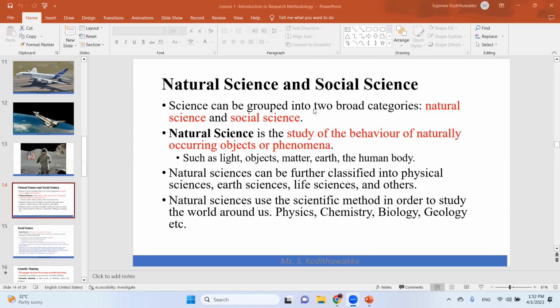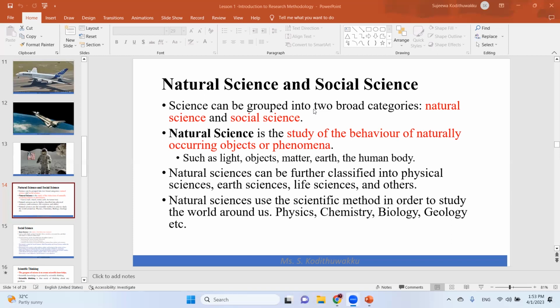Then in natural sciences, we use the scientific method in order to study the world around us. Physics, chemistry, biology, geology, they use scientific methods. As I mentioned earlier, physics, chemistry, biology, geology, they are science subjects. They have already developed a lot of theories, concepts, or knowledge based on a lot of experiments, right? So the scientific method is highly linked with natural sciences.